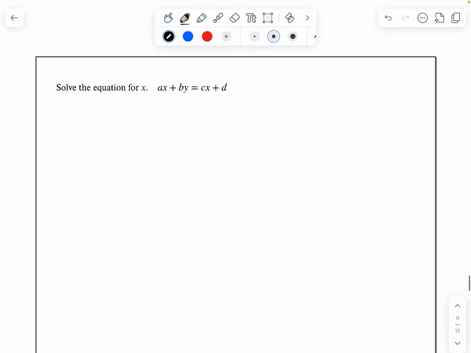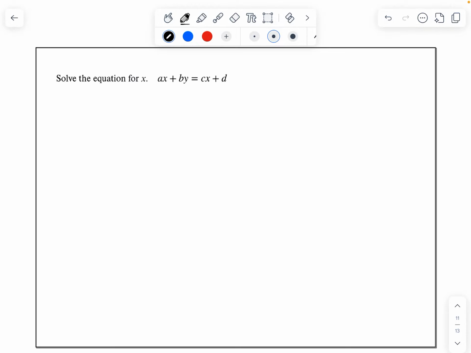All right, I have one more here. This one's going to have a little trick. So if we're trying to solve it for x, here's the trick. If we're trying to solve for a variable that's in more than one place, we need to gather that variable to one side so we can factor it out. So I'm going to show you what I mean.